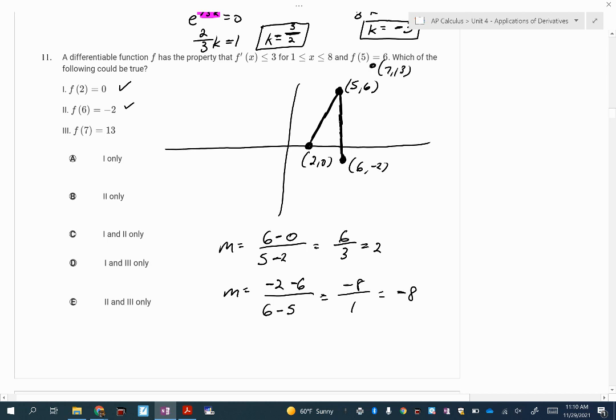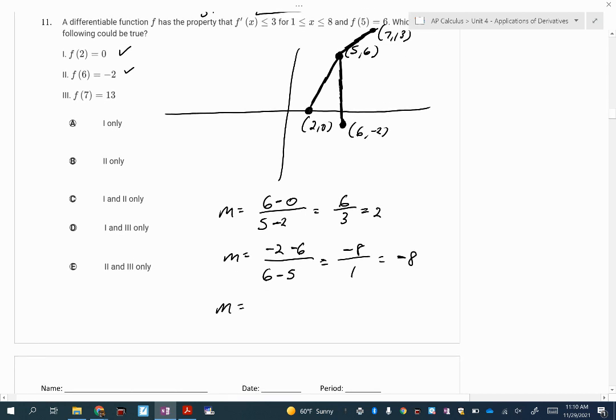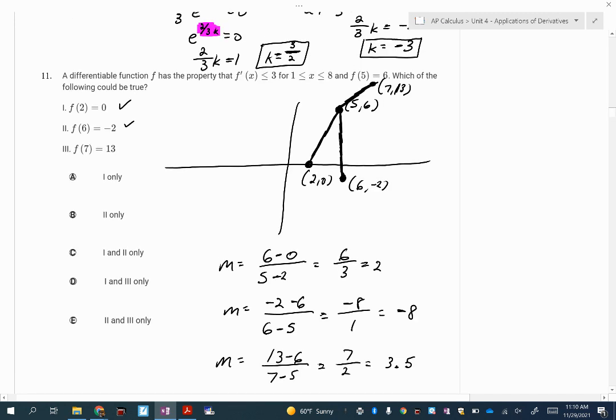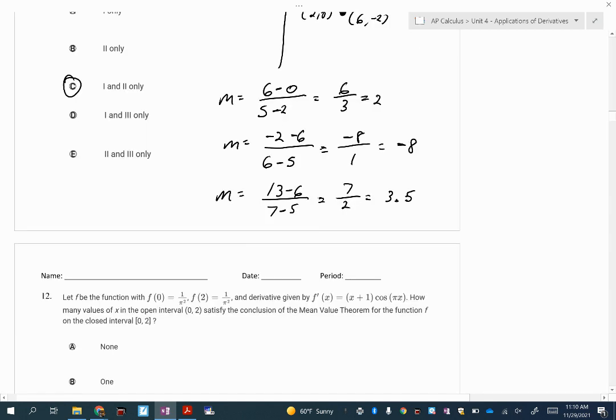7, 13. Finding that derivative, looking at the slope, when I connect those 2 points, I get 13 minus 6 over 7 minus 5, which is 7 over 2, which is 3.5. And unfortunately, 3.5 is not less than or equal to 3. So that one doesn't work. So only 1 and 2 are solutions that work. Okay, let's go to 12.